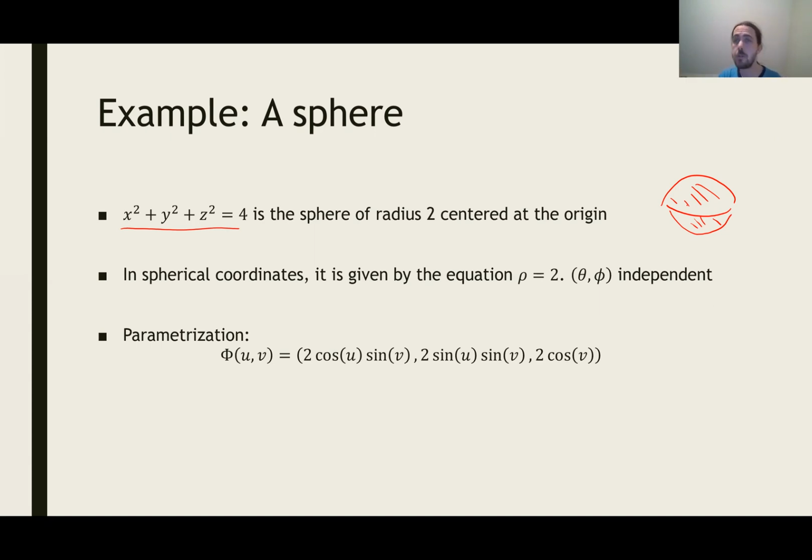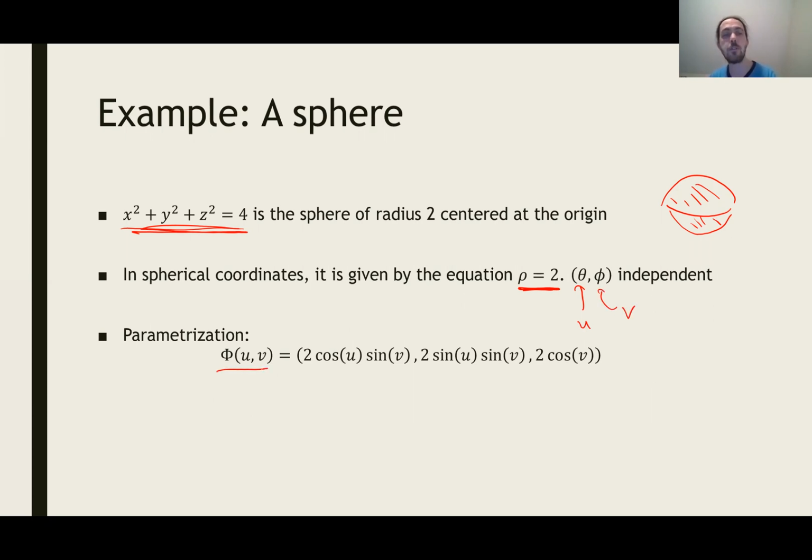But if instead we do it in spherical coordinates, this equation says that our radius, our distance from the origin, should be equal to 2. The other two variables, theta and phi, are independent, and so we just have our rho variable equal to 2. So we say, okay, here's our u and here's our v. Those are our two independent variables.